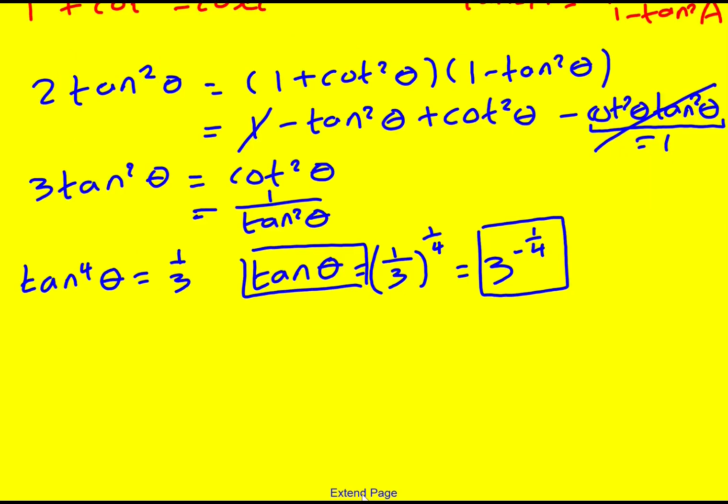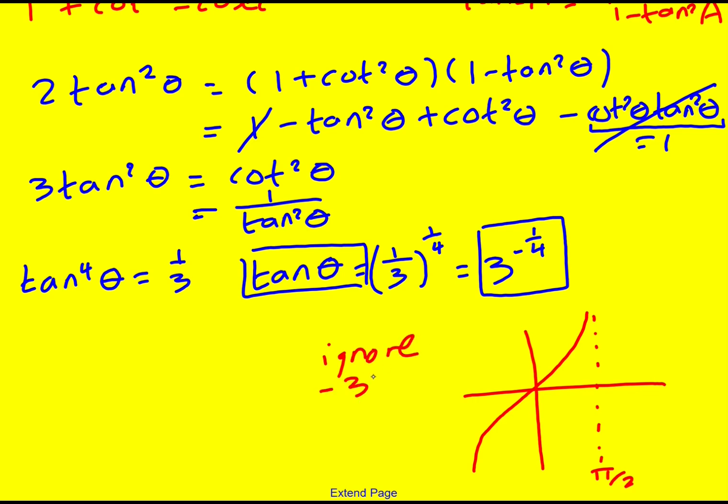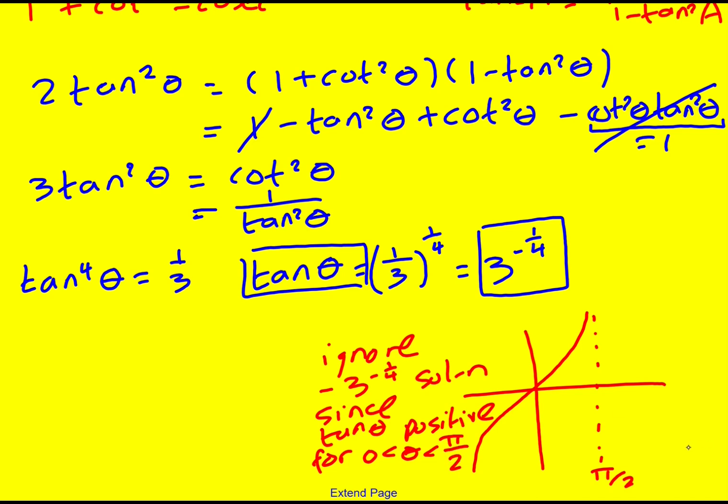Now, just one thing I want to comment on. Normally when you take a square root or a 4th root, you need to include plus or minus. But if we sketch out tan theta between the values of 0 and pi over 2, then we can see it's strictly positive. So ignore the minus 3 to the power of minus a quarter solution, since tan theta is positive for 0 less than theta less than pi over 2. Nice.